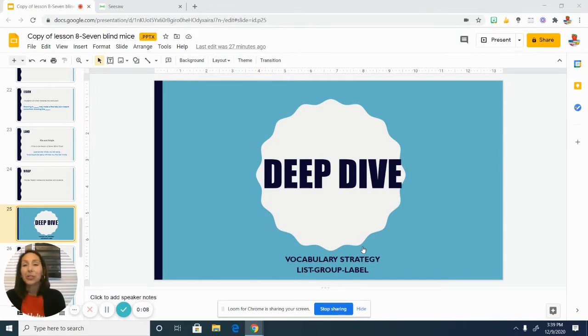Today, we are going to talk about the vocabulary strategy called List Group Label. This was a strategy that we've talked about once before, but it helps us to put different words into groups and give them a label, give them a category, which is helpful for us because we like to put things into categories, into groups. It helps our brain remember things, make sense of things, and make connections. If we know one word and then we know that there's another word that's similar to it, it can help us make the connection and remember that new word even better.